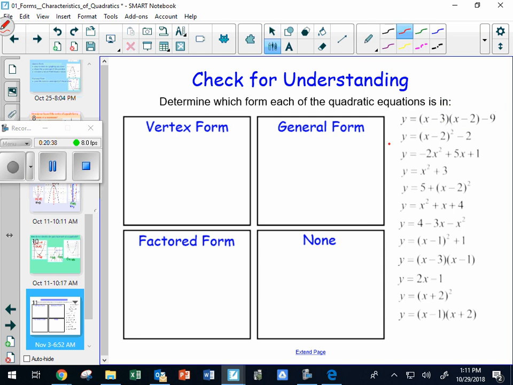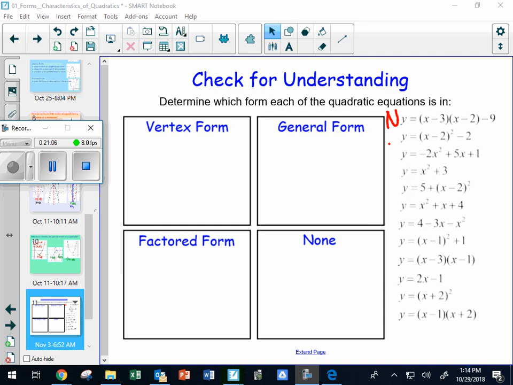So I know you guys can't move these, correct? So if you would just write either a G for general, a V for vertex, an F for factored, or an N for none, take the next 5 minutes or so and go down through these and figure out which of the 4 categories you think it fits in. And then after that, we will reconvene.